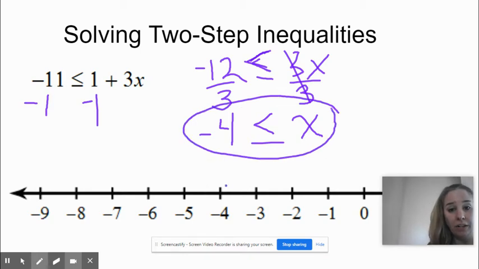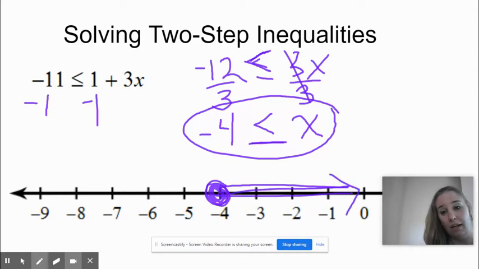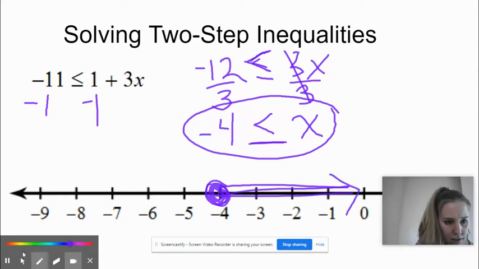Now we're going to go here to the negative 4. And then I ask myself, open or closed? Definitely closed, right? Because it's got this. So it's definitely a closed circle. Is x bigger or smaller? X is bigger, so I shade up the number line, and that is how that one's done.